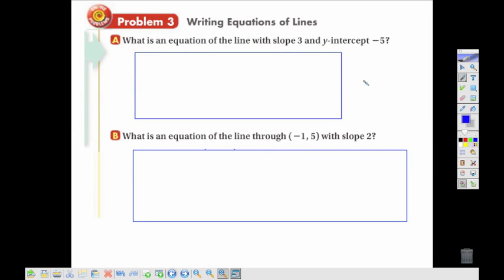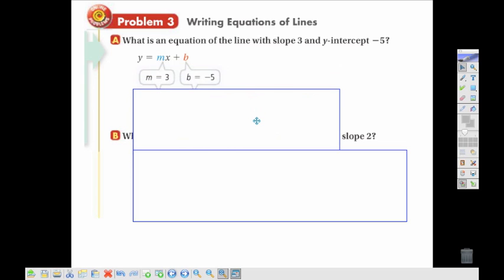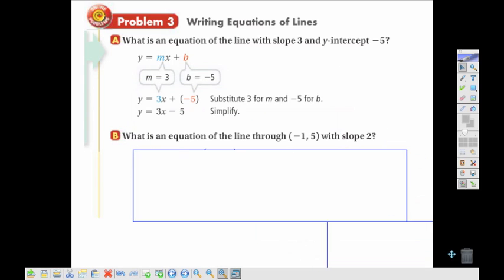So if we're asked what the equation of the line is with slope 3, y-intercept of -5, we're just going to use y equals mx plus b, because we'll just plug in a slope of 3 and a y-intercept of -5, and that's going to very quickly give us our answer, 3x minus 5.